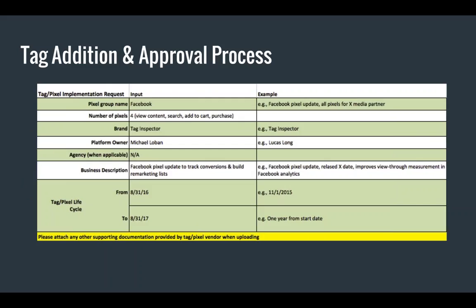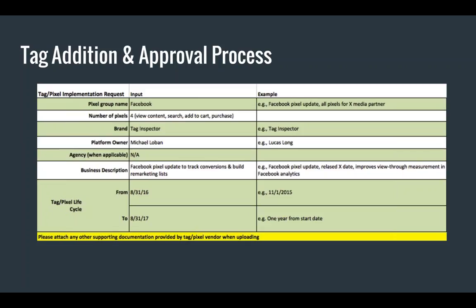Now, it starts with obviously the full cleanup, which we've gone through, ideally. The next piece is we can't let that happen again. And that's where the tag addition and approval process comes in. One other objection that we'll hear a lot of times for a tag management system in general is that due to the democratization of who can add different platforms and pixels and tags to the site, it gets out of hand. And that's where this process comes in.